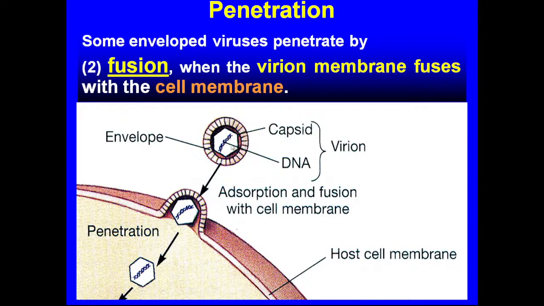Then when the enveloped virus attaches to the host cell receptor with the help of a specific protein spike on the surface of the virus, the process of fusion occurs, and the viral envelope will fuse, see, with the host cell membrane. This way of entry is called fusion. Then the viral nucleocapsid appears inside the cytoplasm. This way of penetration is called fusion.